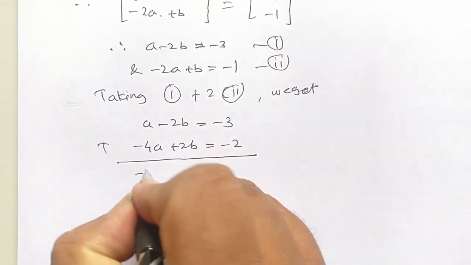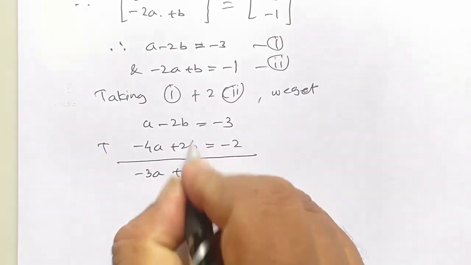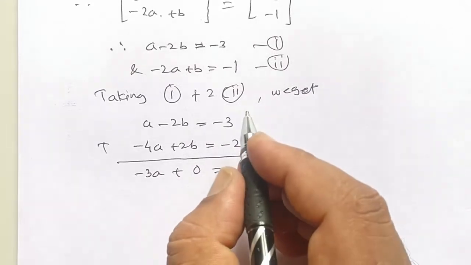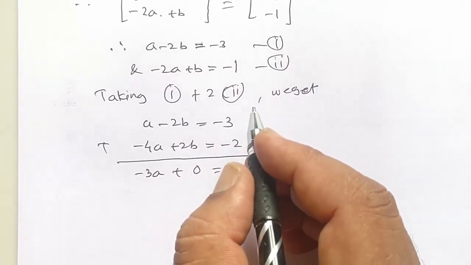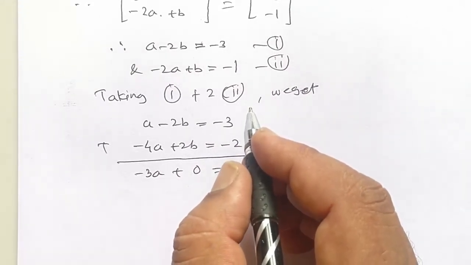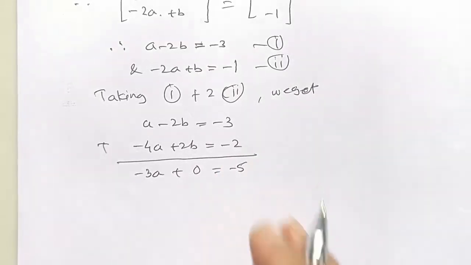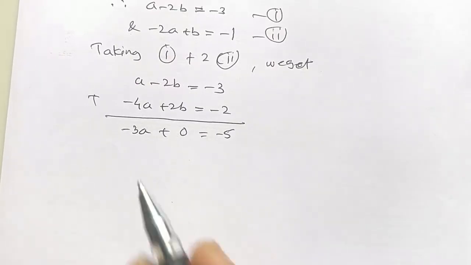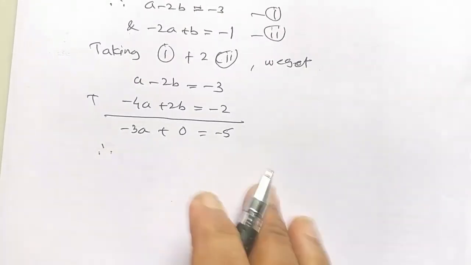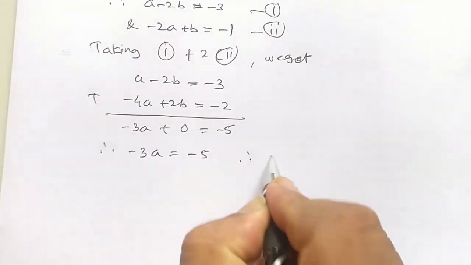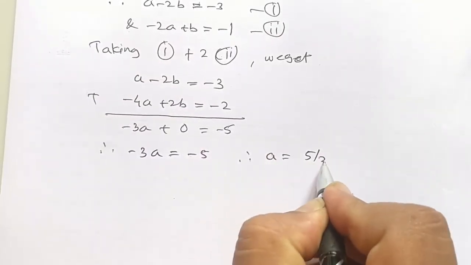A minus 4A is minus 3A, B is 0, this is equal to minus 5. Therefore, minus 3A is equal to minus 5. Therefore, A is equal to 5 by 3.